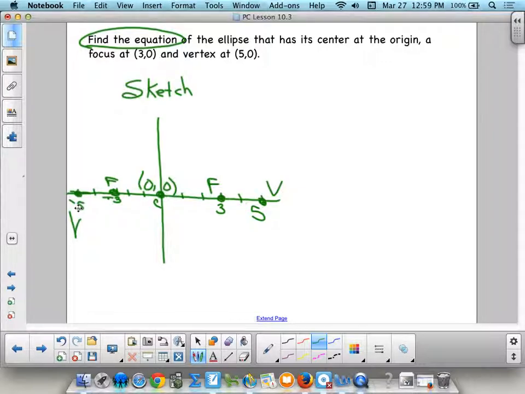Okay, okay, guys. Now here's the deal. You know why you can't sketch this yet? You don't know B, do you? No. Okay, but here's the deal. Do you know A?